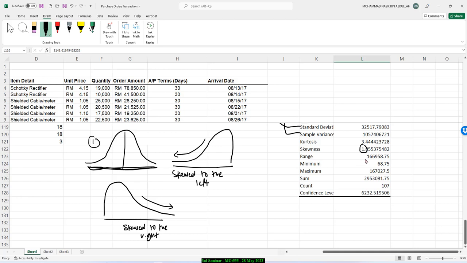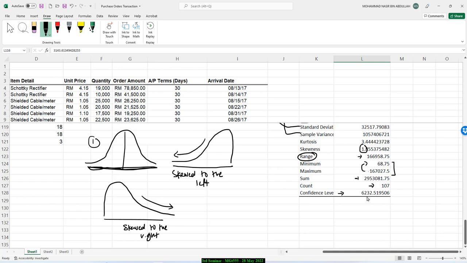Yang kita calculate tadi, range. And this is the minimum value and maximum value lah. Dua ni ya. Maksudnya maximum value minus minimum value, kita akan dapat the range. And this is the sum, maksudnya total of all order amount. And this is count, berapa banyak data yang kita ada. And this is the confidence level lah.